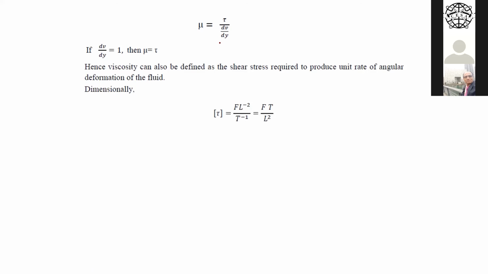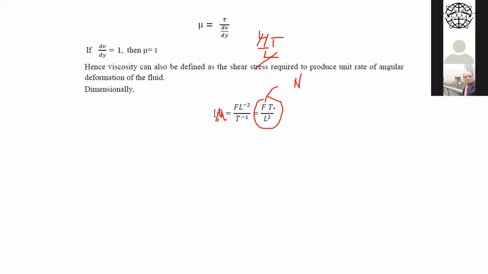Now the dimensions also become very important. When you try to work out the dimensions of mu from this formula, it is shear stress divided by dou v by dou y. What is shear stress? Force divided by area, so it becomes F L minus 2. What is dou v by dou y? Velocity is L by T, and y is a length, so the lengths cancel, giving 1 by T, which is T minus 1. So the dimension becomes F T by L square.